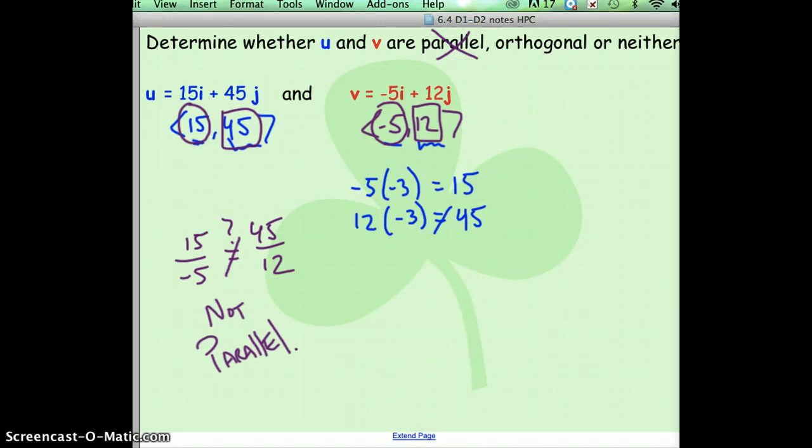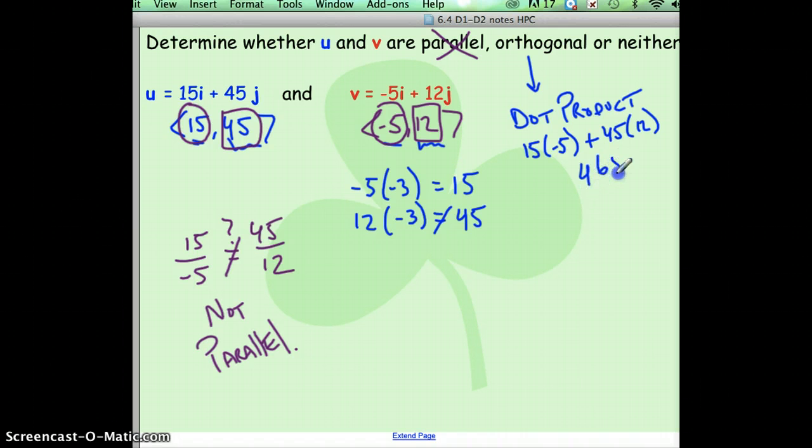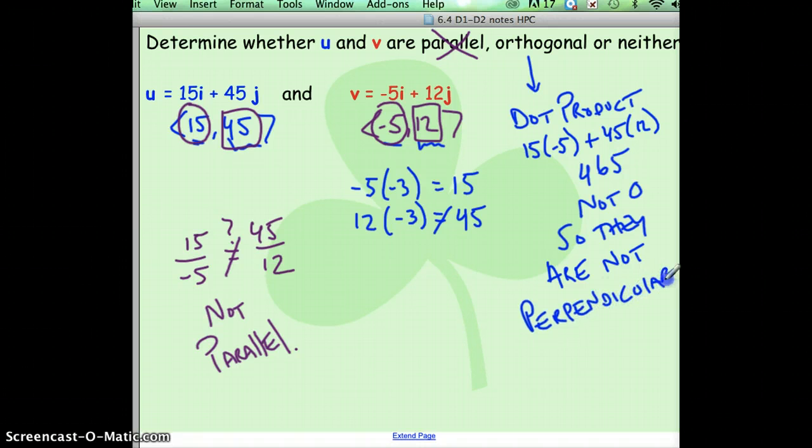Let's try orthogonal. Again, for orthogonal, you need to do the dot product, and we want to see if it's equal to 0. So let's do 15 times -5 plus 45 times 12 and see if that equals 0. Well, this equals 465. That's not 0. So they are not perpendicular, or orthogonal. So that means it's neither.